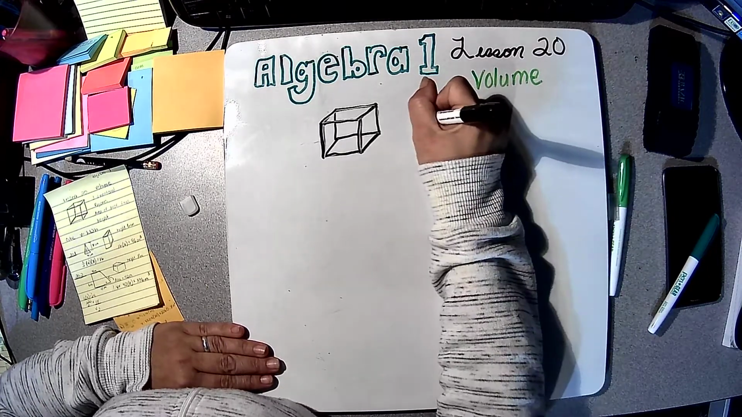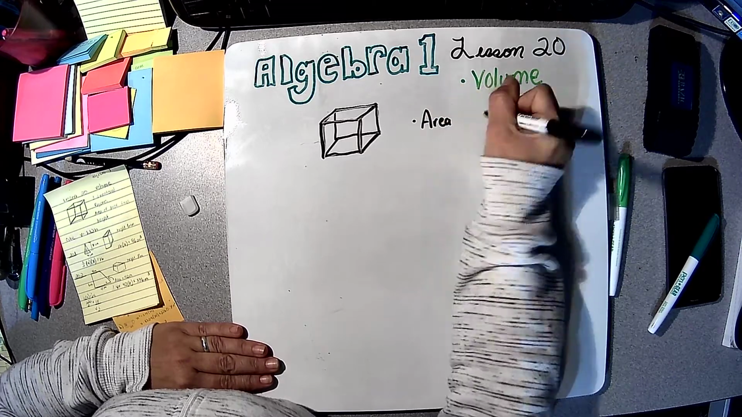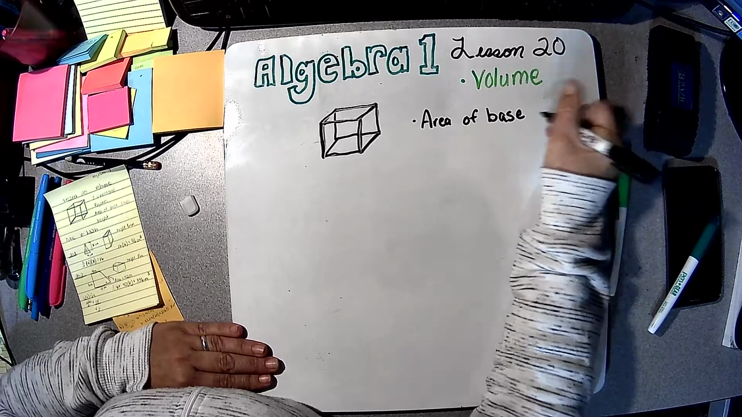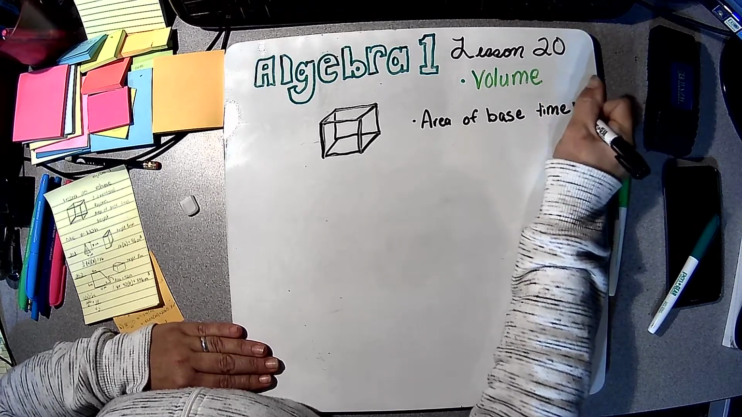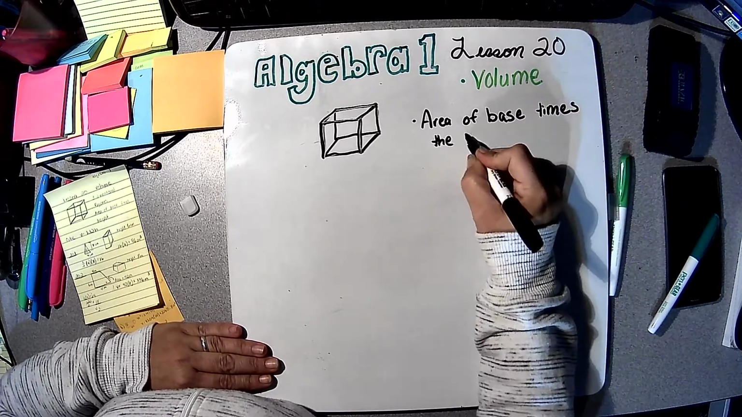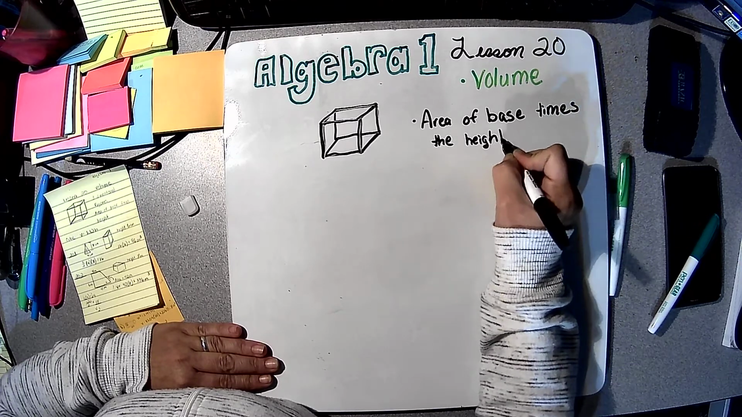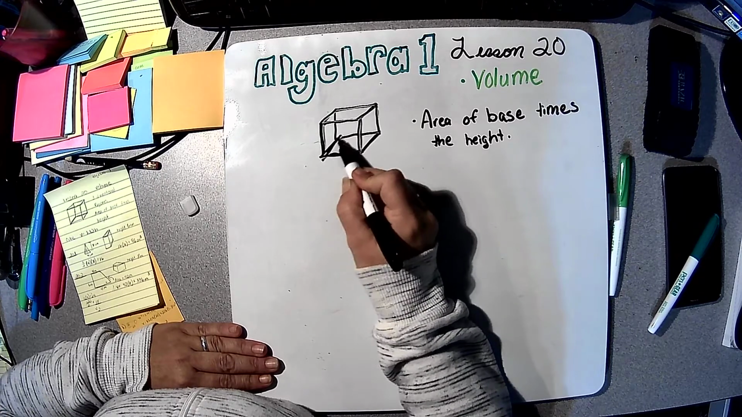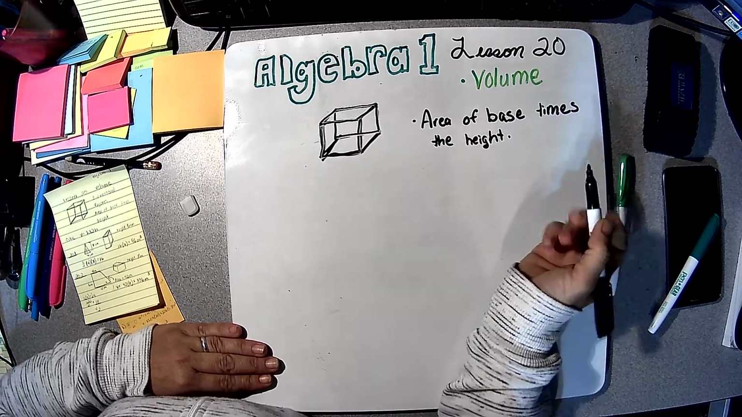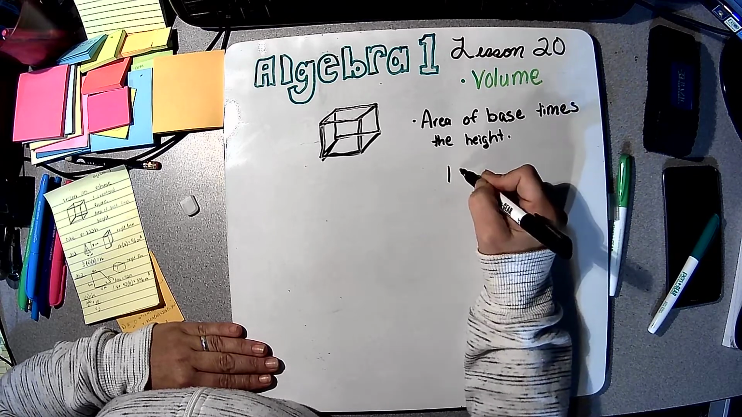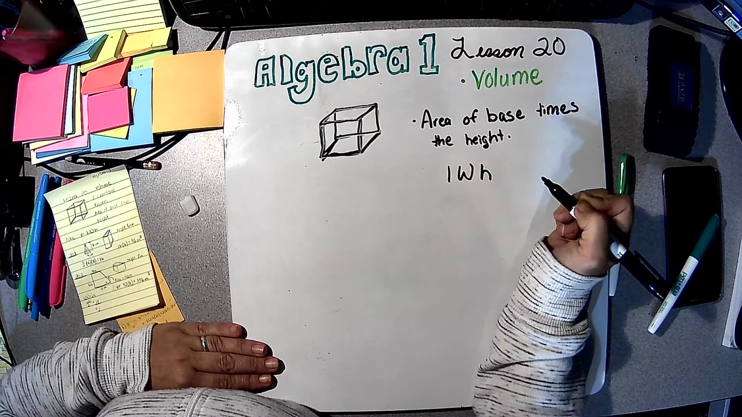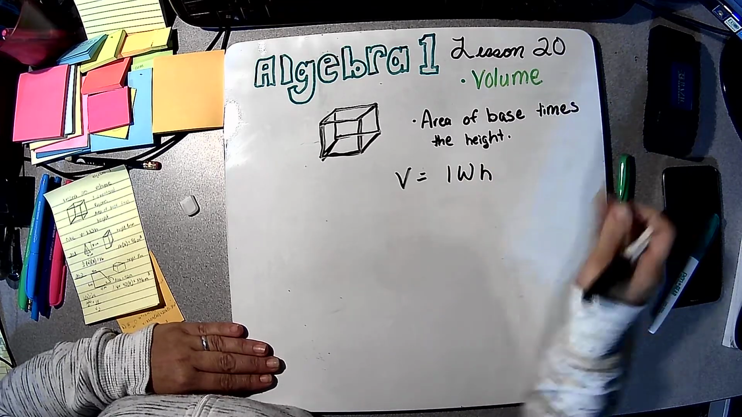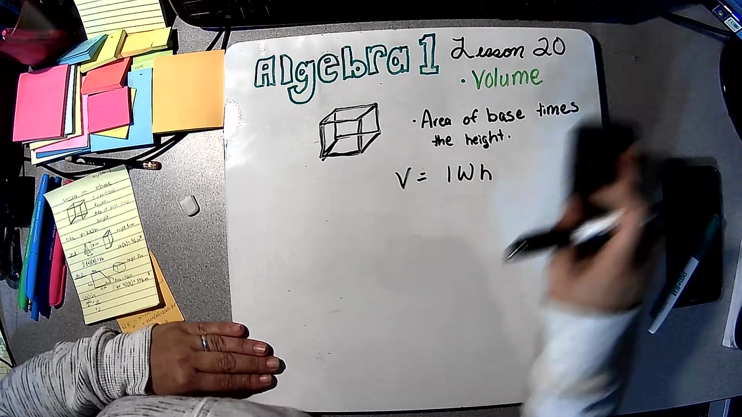Now the main way to do this is the area of the base times the height. So if the area of the base is length times width, and then you have your height, you would multiply all those. So for a cube, length times width times height is going to be volume.